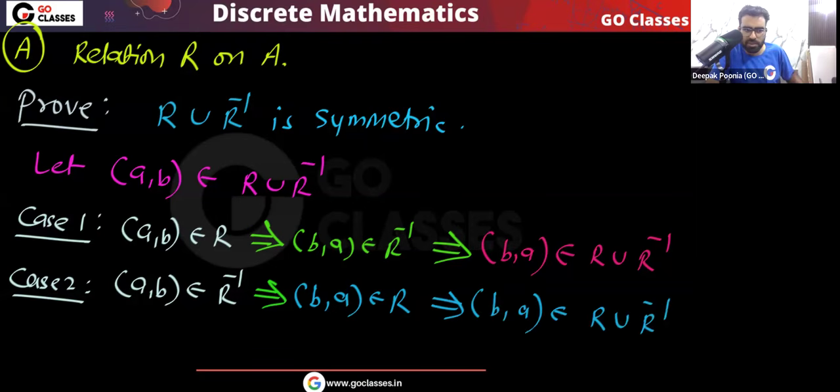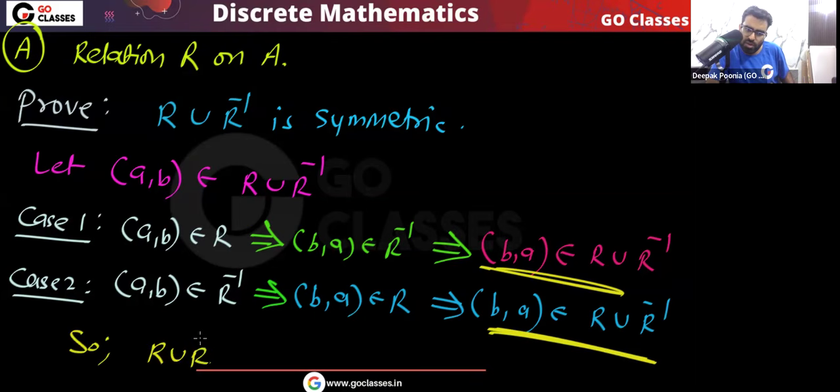So you can see whatever case you take, case 1 or case 2, in both the cases BA belongs to R union R inverse. So if AB belongs to R union R inverse, then BA also belongs to R union R inverse. So that's it. I can say that R union R inverse is symmetric. Okay, hence proved.